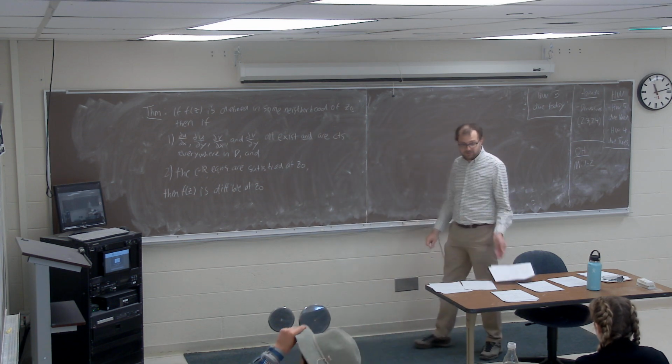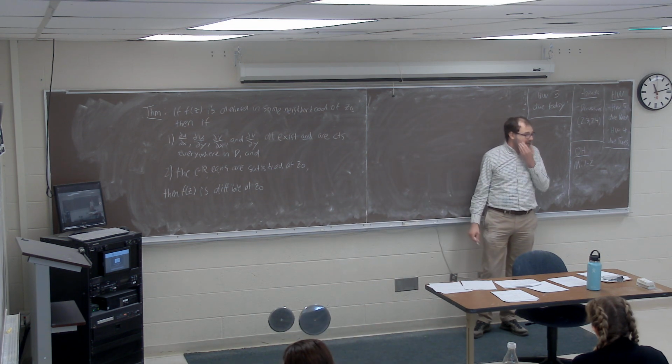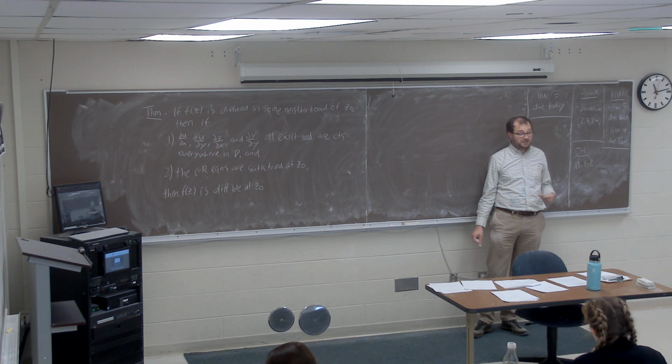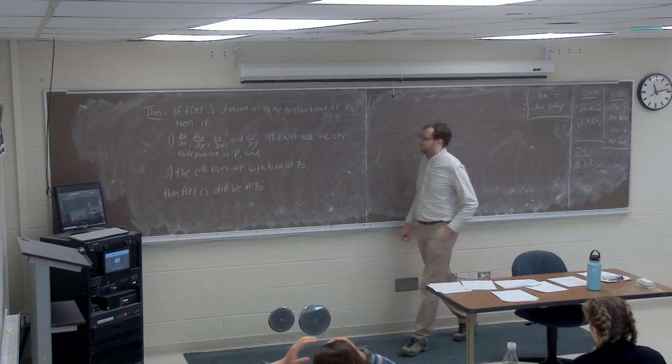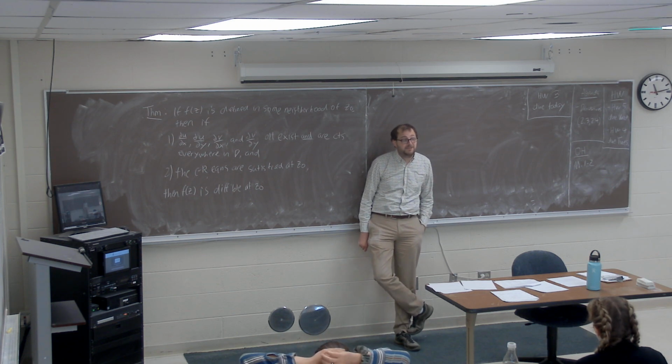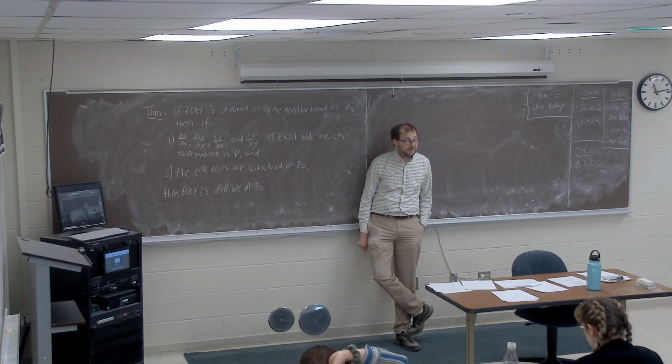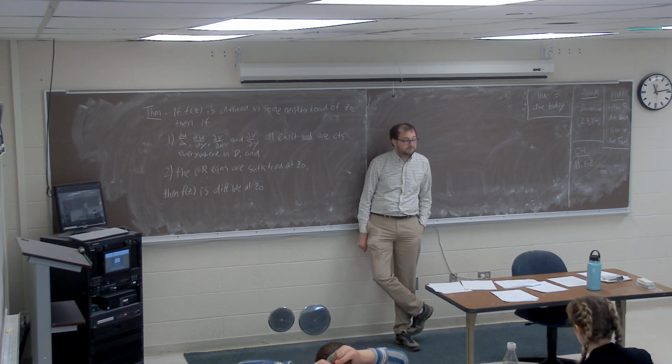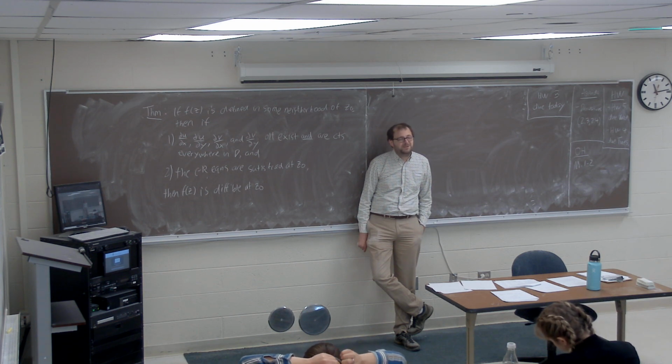then f of z is differentiable at z naught. So in other words, in order to guarantee differentiability, it's not enough that the Cauchy-Riemann equations be satisfied at your point. The partial derivatives all have to also be continuous at your point. Spoiler alert for homework 5: it has a function that satisfies the Cauchy-Riemann equations and yet fails to be differentiable because condition 1 is not satisfied. The partial derivatives turn out to not be continuous. But I'll let you all stew on that over the weekend.